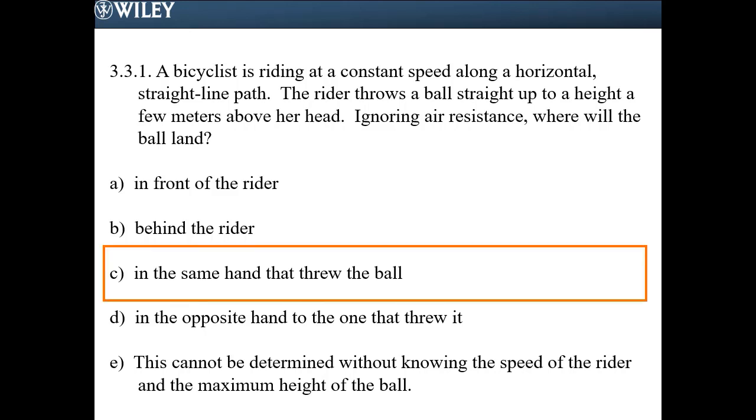It's going to end up in the same hand that threw the ball, because the rider is going at the same speed as the ball is moving horizontally. The horizontal motion doesn't change. And so the hand should be right in the position where it was to catch it, just like it was when it was thrown, because the horizontal motion stayed constant.